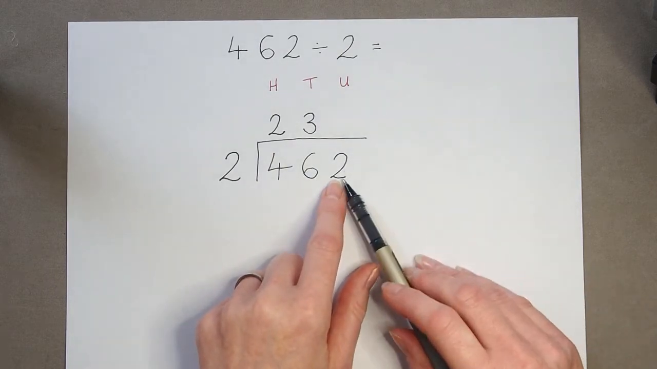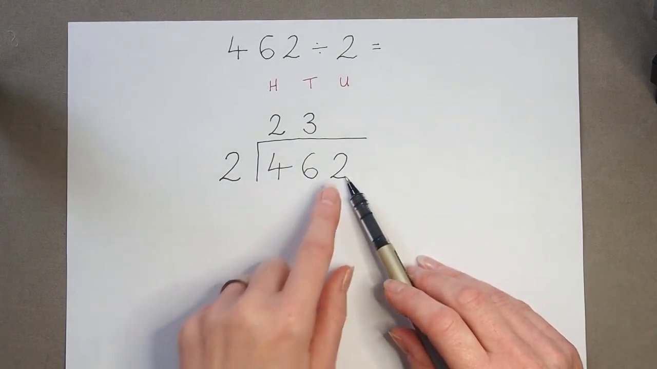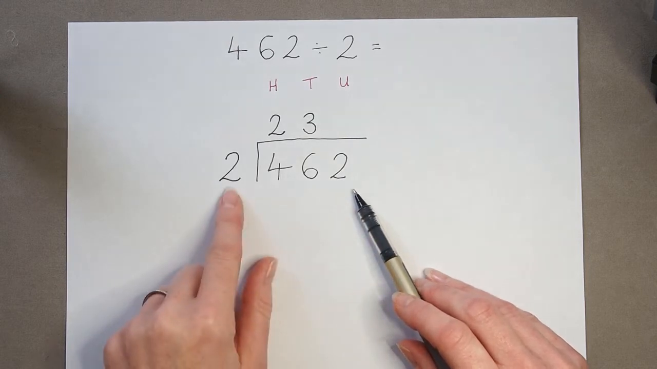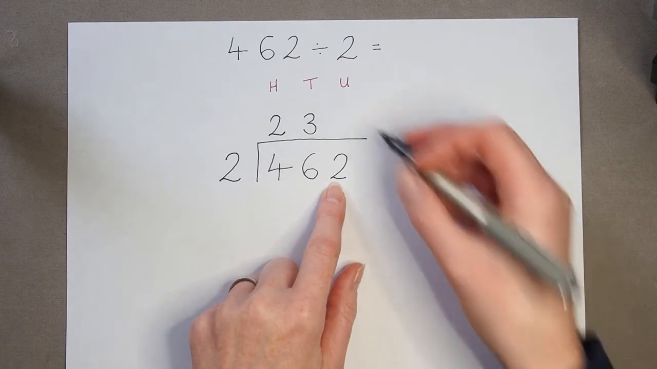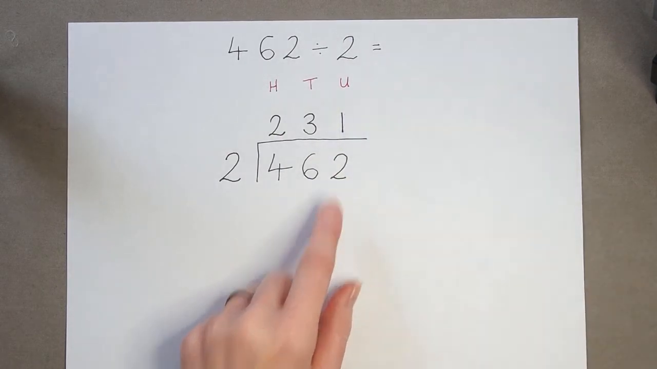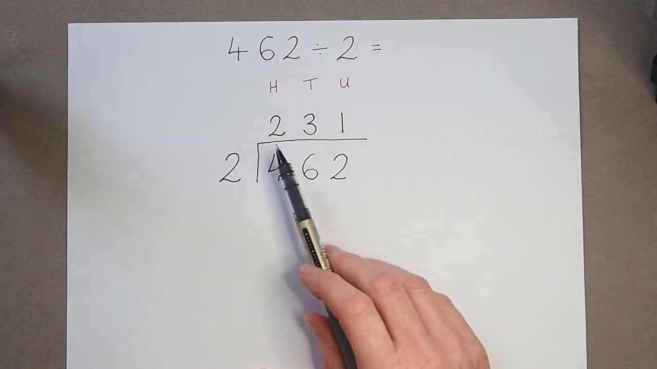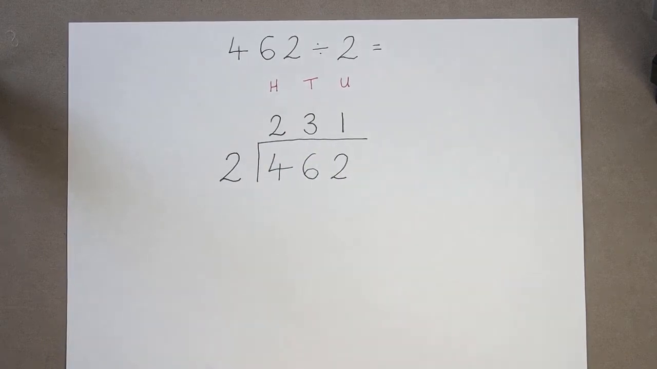And now finally we've reached our units, the end of our calculation, and we've got 2 divided by 2. How many 2s are there in 2? Well, it's just 1. So our answer is 231.